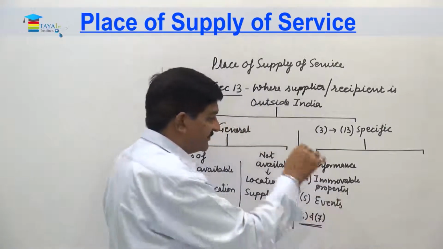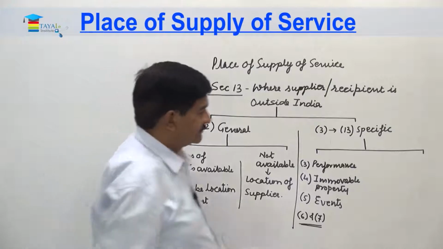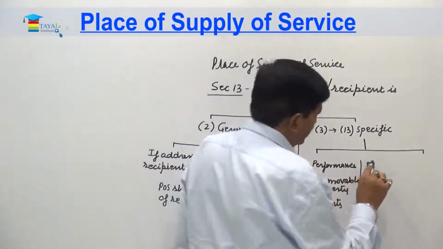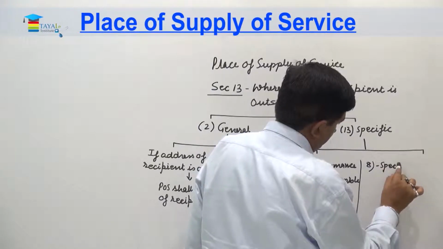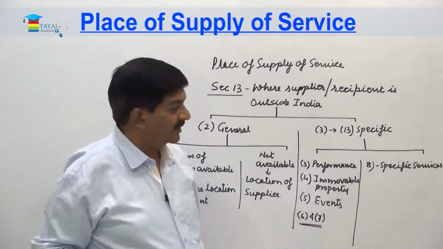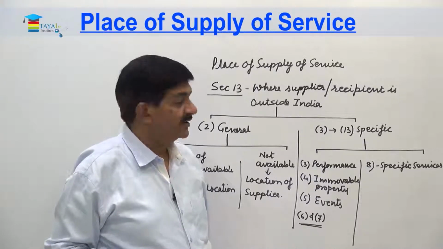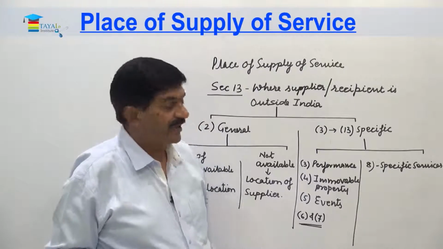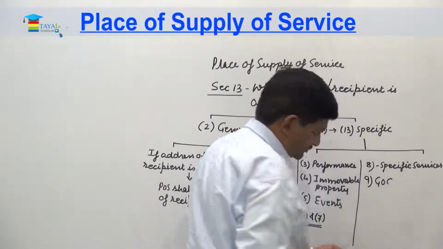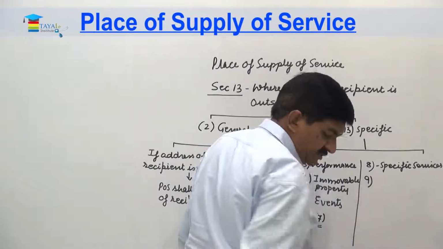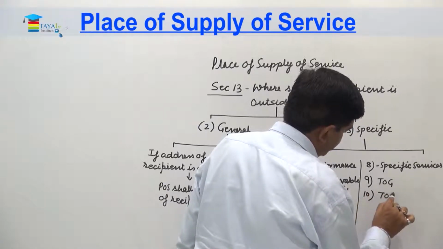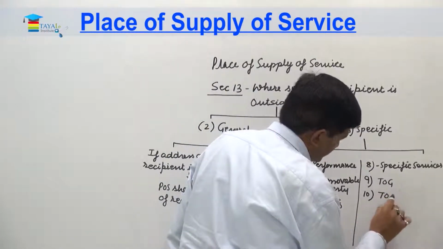And subsections 6 and 7 relate to services covered in subsections 3, 4 and 5. In subsection 8, we have specific services, and these specific services are services of banking, non-banking financial services, intermediary services and hiring the conveyance, but except with aircraft and vessel. Subsection 9, this is the transportation of goods. Subsection 10, this is transportation of passengers.